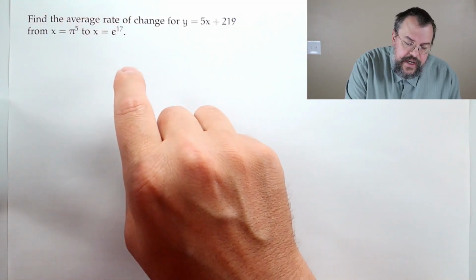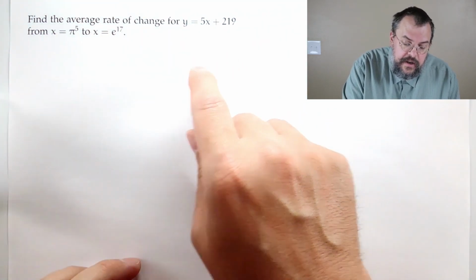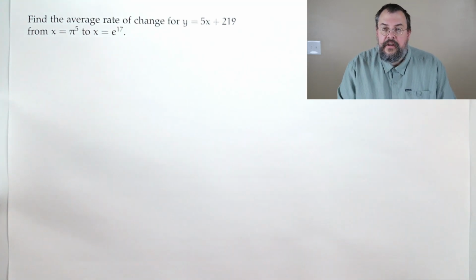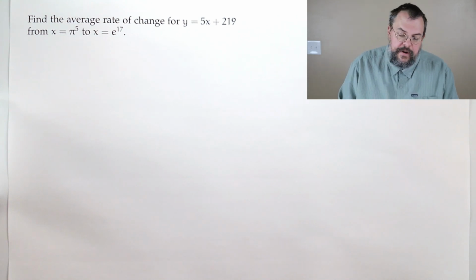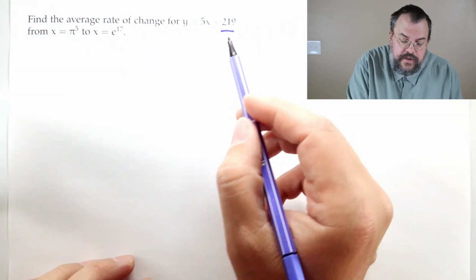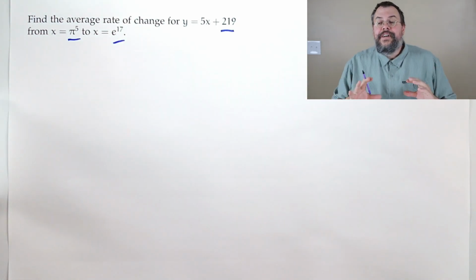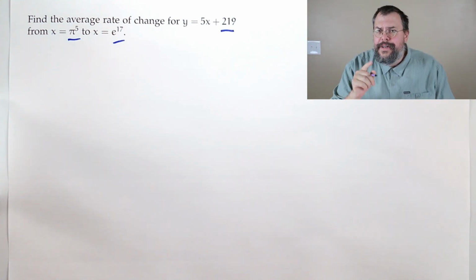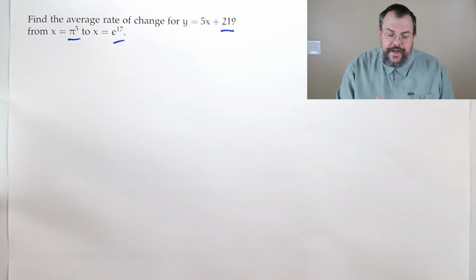Find the average rate of change for y equals 5x plus 219 from x equals pi to the 5th to x equals e to the 17th. Now, at first glance, there's a lot of things that seem intimidating about this problem. We see really kind of strange numbers: 219, pi to the 5th, e to the 17th. These are meant to distract us, to make us think, oh, this is a hard problem. But let's not be distracted. Let's think about what's going on.